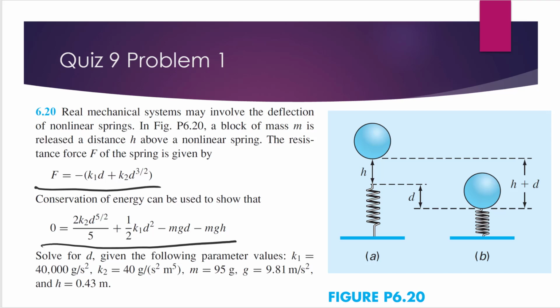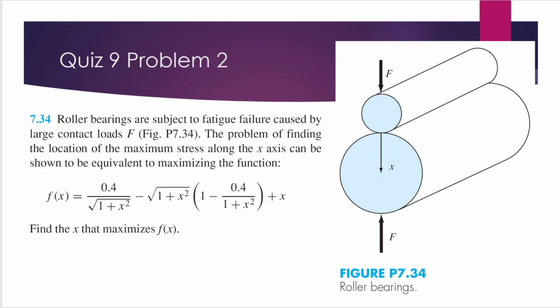And you can use fzero to solve this problem. You need to come up with a reasonable initial guess. It can be a single initial guess or two initial guesses that bracket a sign change. So this is the first problem. You can use fzero. Let's see the second problem.